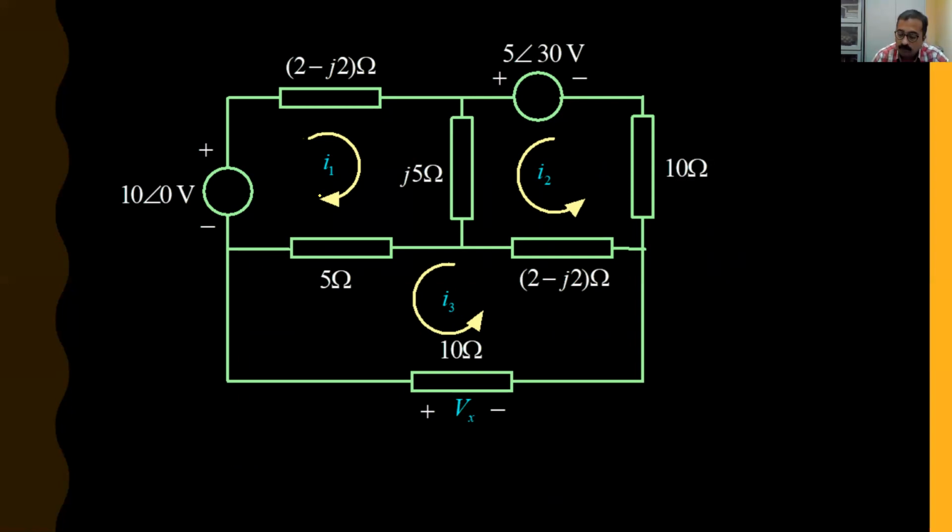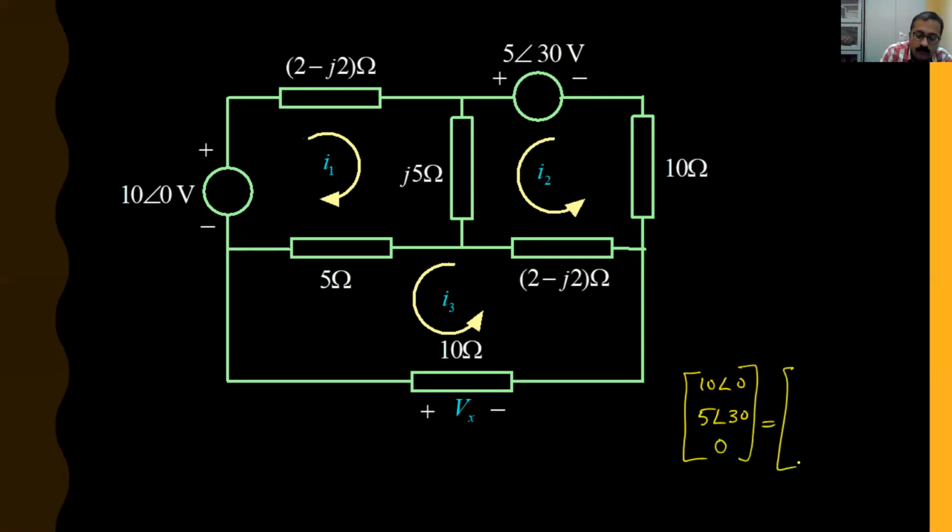So what will be my first thing? V1, what will be that? For this assumed current direction, minus 2 plus potential rise 10 angle 0. This is loop 2. Minus 2 plus potential rise 5 angle 30. Then here there are no voltage sources, 0. This is my voltage vector.